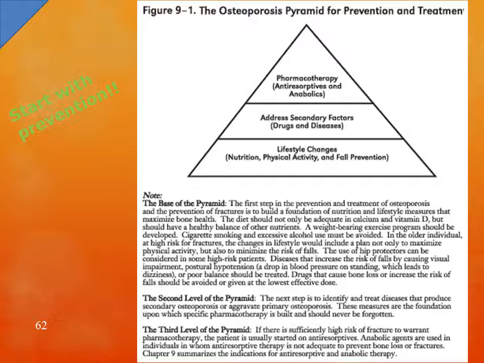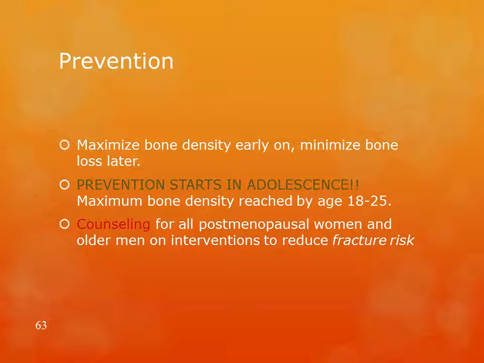So this is the pyramid for prevention and treatment. It starts with, at the bottom, at the foundation, lifestyle changes, addressing secondary factors, and then lastly, at the very tip, pharmacotherapy. And Dr. Lin will talk about that. So let's start with prevention. You want to try to maximize bone density early on and minimize bone loss later.